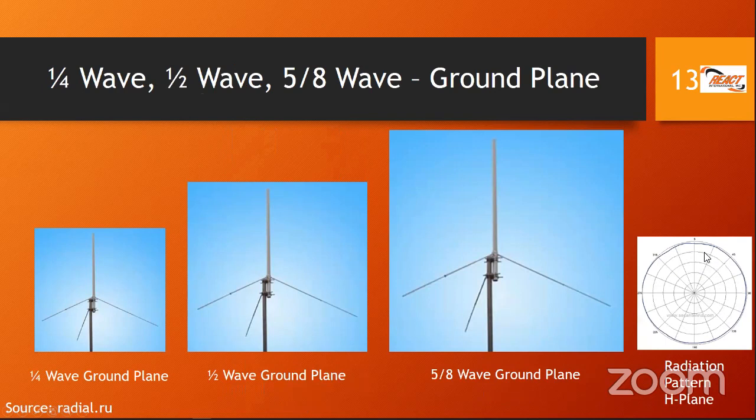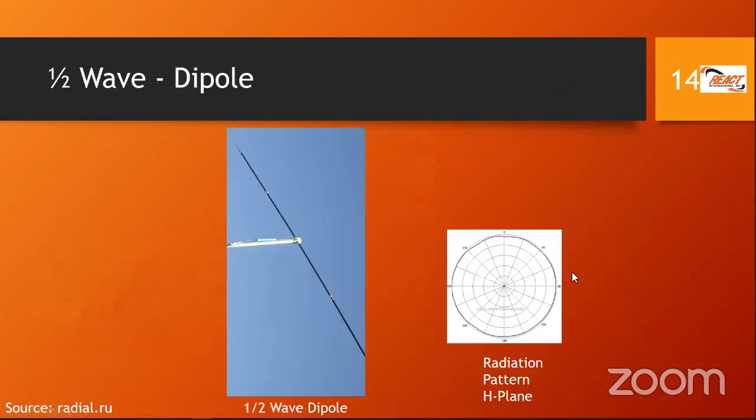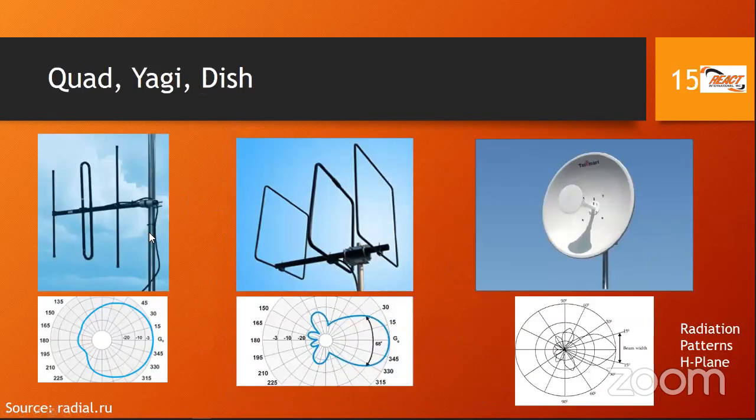Notice it's similar to the quarter-wave antenna. We refer to this as omnidirectional. All right, so last class, we talked about a directional antenna called the beam. So we need to be aware of three different types of antennas that are directional. We have the quad, the Yagi, and the dish.